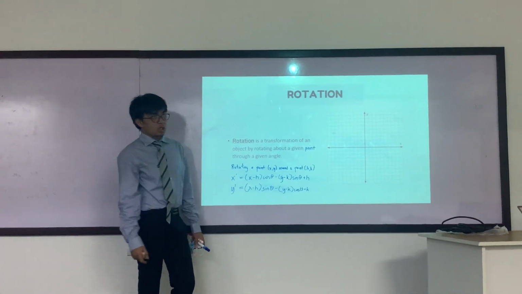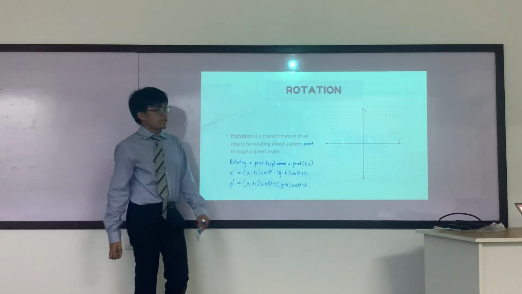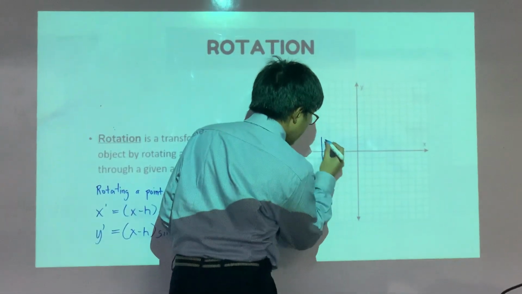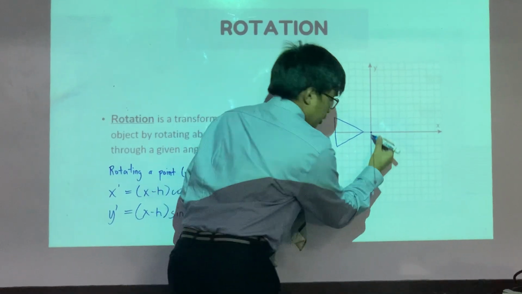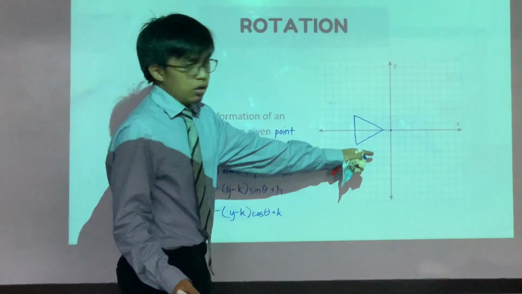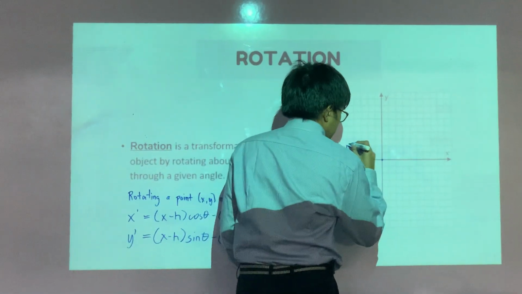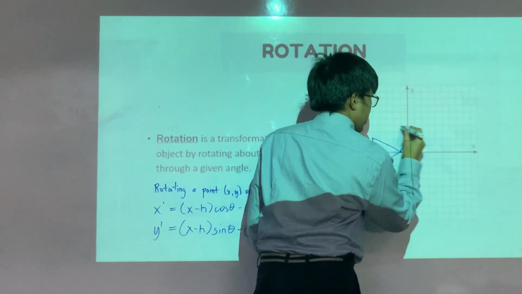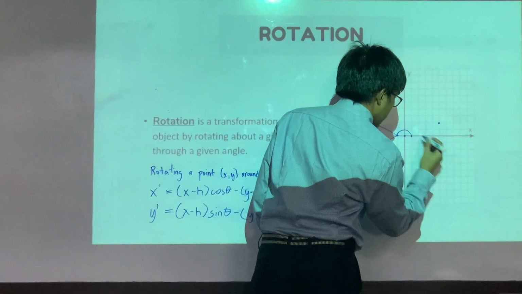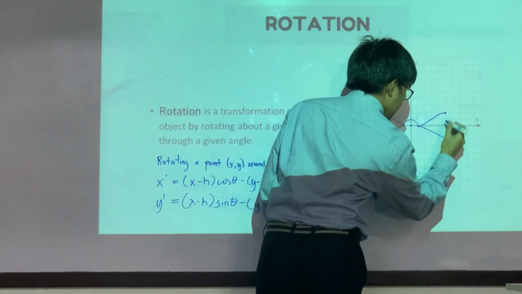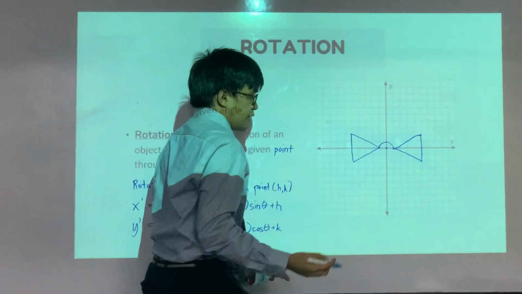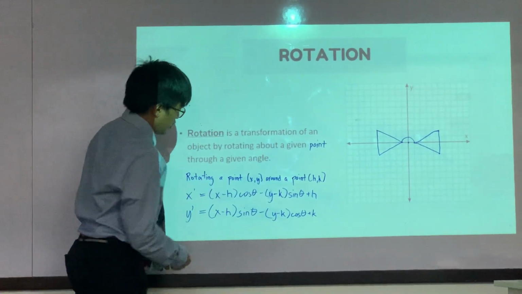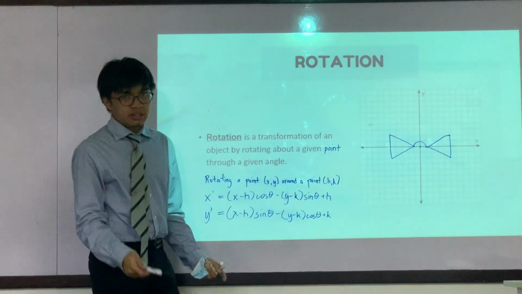Rotation is a transformation of an object where every point turns about a given point by a given angle. Say, for example, this triangle. We rotate this triangle around the origin by 180 degrees. So we move this point to here, this point to here, and this point to here, and form this image. This can be expressed mathematically by this formula, where the point x, y is rotated around the point h, k.